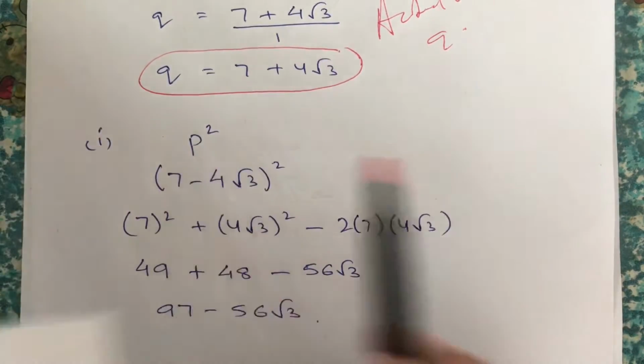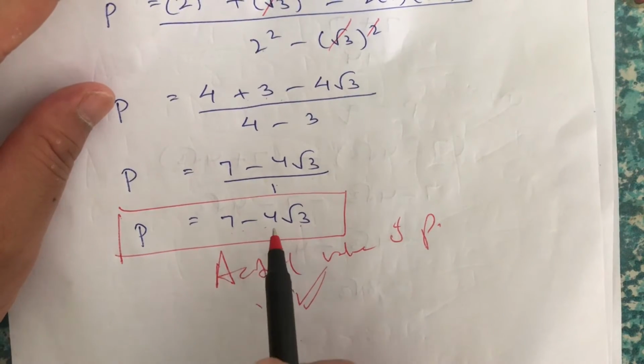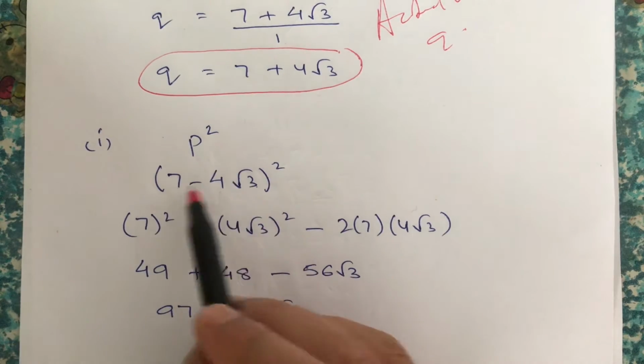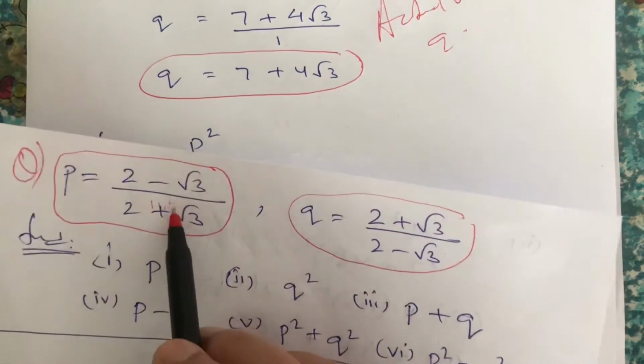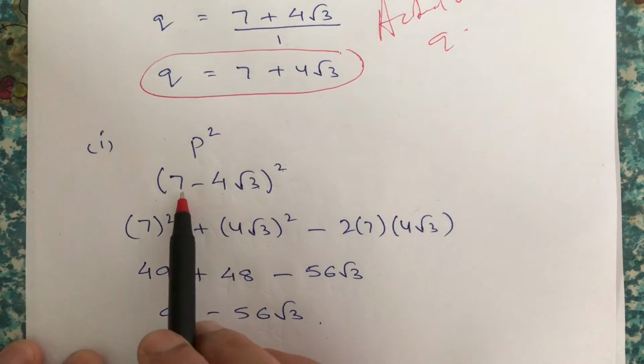Okay, so we have to find P squared, but we've already got the value of P as 7 minus 4 root 3. I said this is what we'll use. So we'll have to use 7 minus 4 root 3, and it's a square, so more than one term inside a bracket, and I do a square. We will not use the old value, we'll have to use this new value of P, and then we square it, and this is in the form of what?